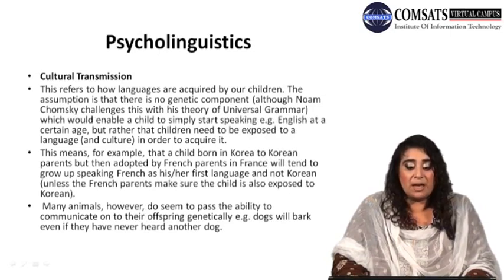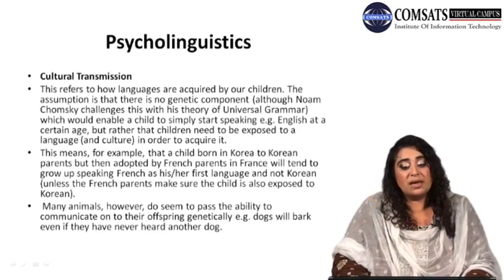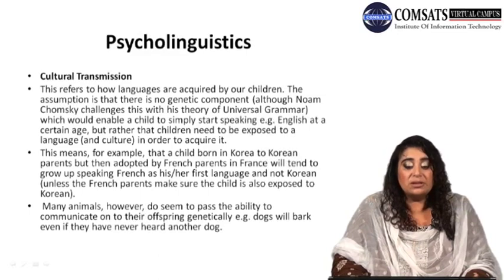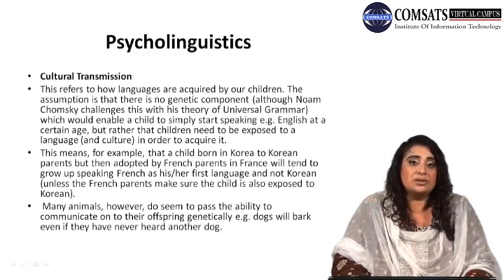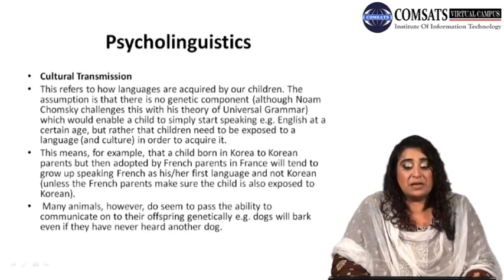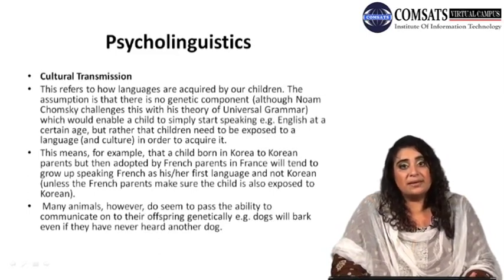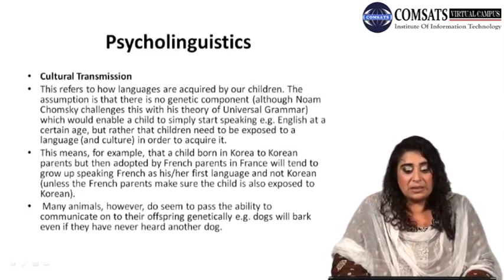Children need to be exposed to a language and culture in order to acquire it. So according to Noam Chomsky, a child has to be exposed to a culture, or let's say a situation, in order to learn the language. When a child is brought up, let's say, in an English-speaking family, then the child would automatically learn, because he starts with imitating his parents and then he continues on.